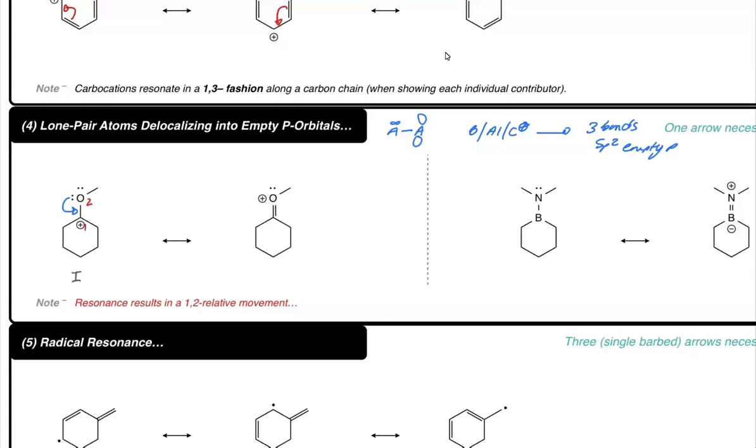One thing that's relevant to consider here is that the carbocation is itself an incomplete octet, but as I resonate into the empty p orbital and the oxygen takes on that positive formal charge, I've now created a full octet structure, which is much more stable.